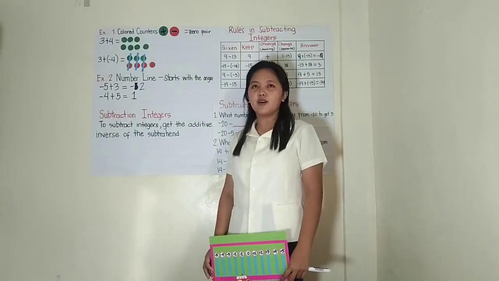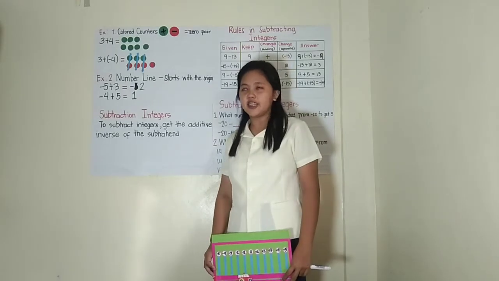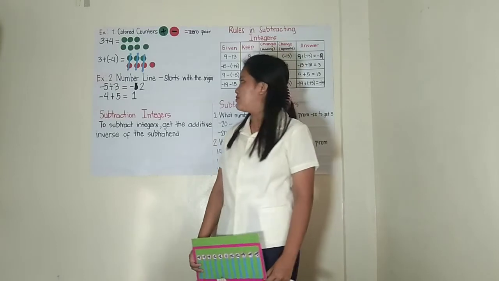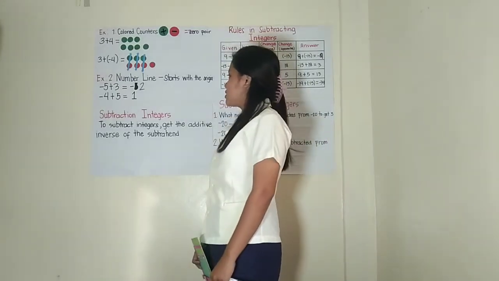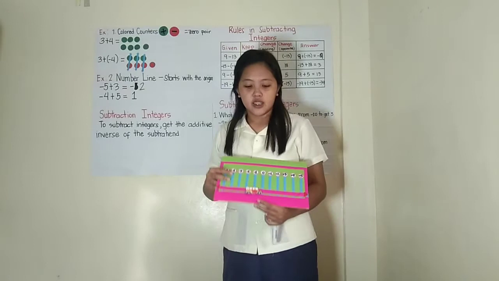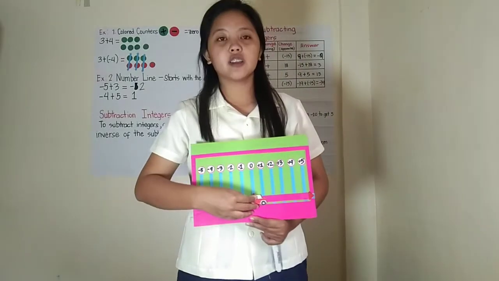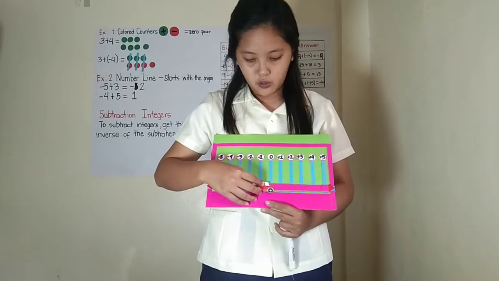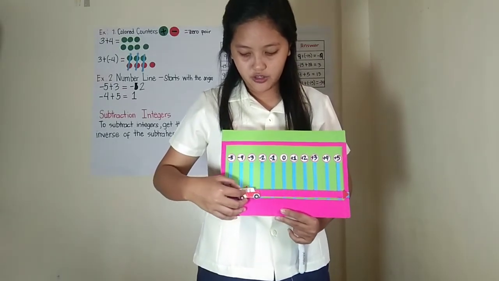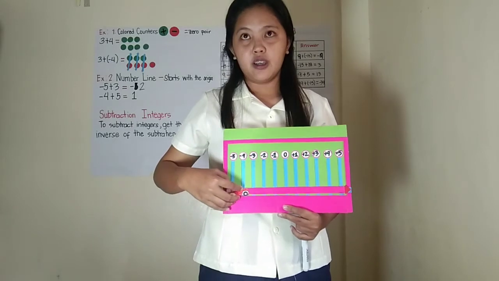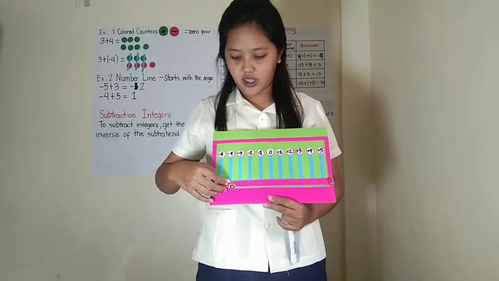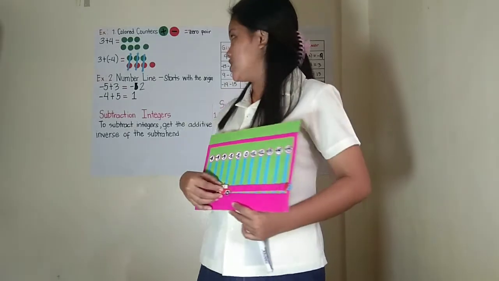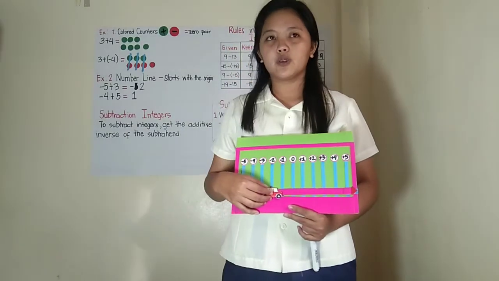Our next example is number line. Start with the origin. Our first example is negative 5 plus 3 equal to negative 2. Start with 0. Move into negative 5. 1, 2, 3, 4, 5. And then move back to 3. 1, 2, 3. That's why the answer is negative 2.